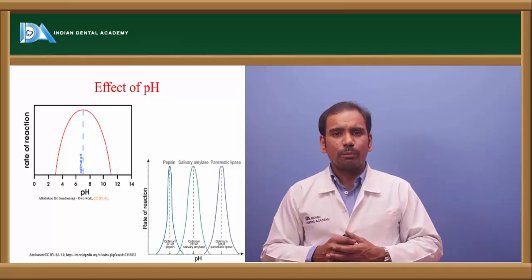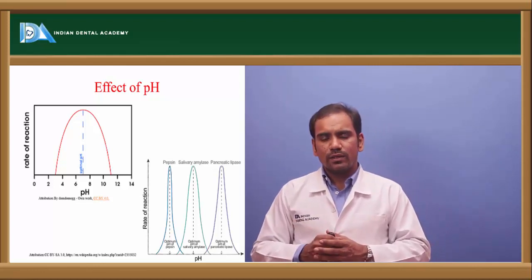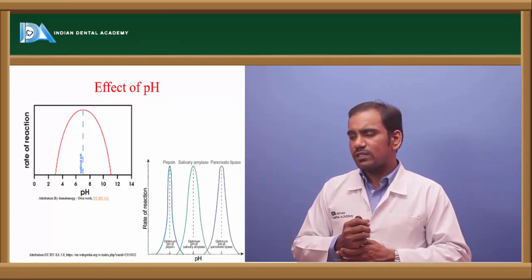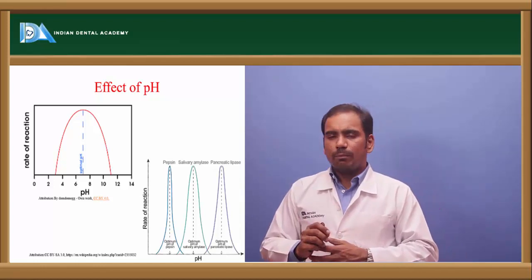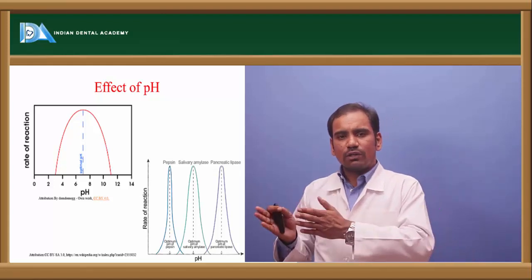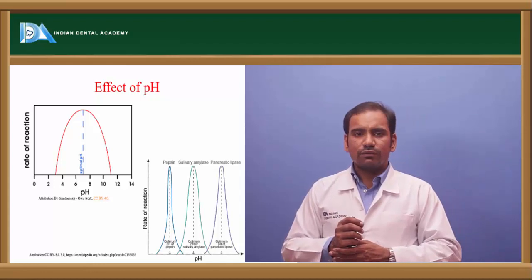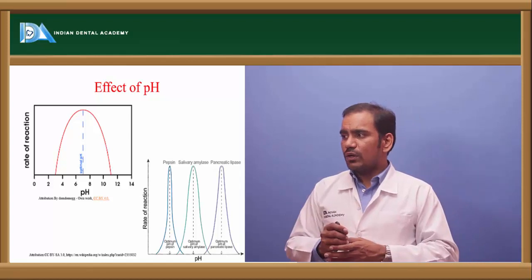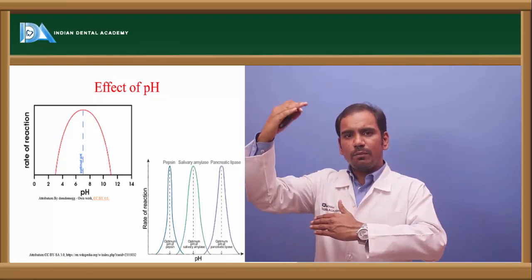For example, pepsin is active in the range of pH 1 to 2. In the acidic range, pepsin shows maximum activity, that is when the pH is 1 to 2. In the basic range, salivary amylase and pancreatic amylase are active. At pH 7 to 8 salivary amylase is active, and at a pH of around 10 pancreatic amylase is more active. So each enzyme has a particular pH at which it shows maximum activity.